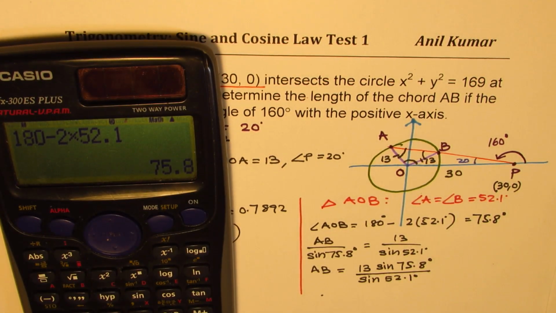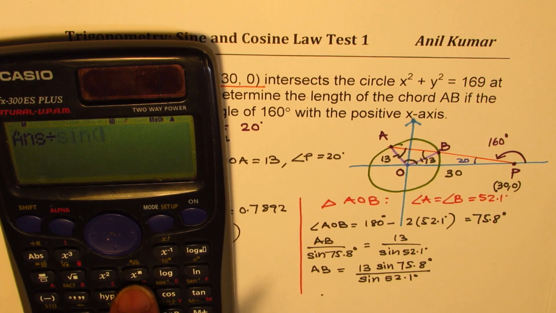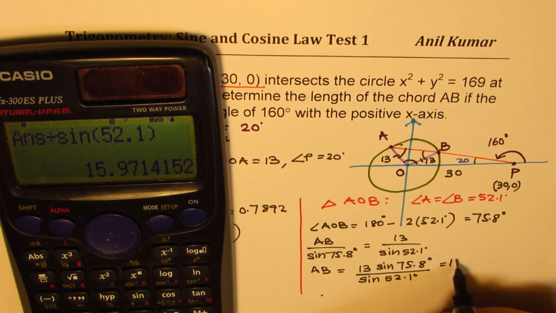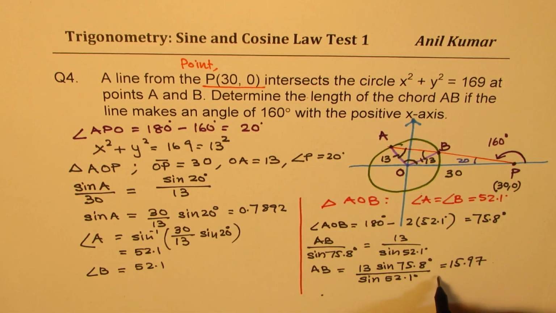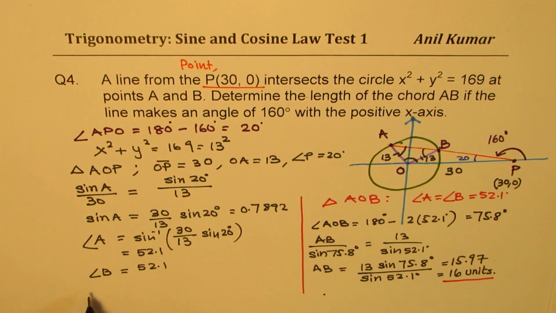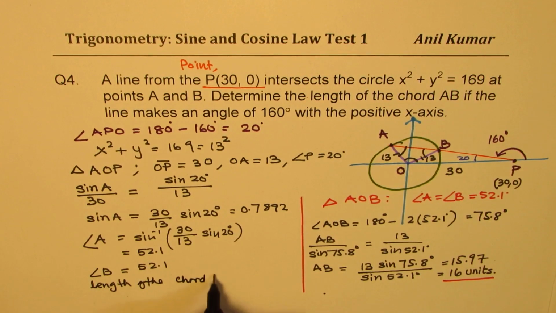So let's find this. We already have 75.8. Let's find sine of this. So sine of our answer, we'll multiply this by 13 and then divide by sine of 52.1. So that gives us 15.97 or 16. So we get this as equal to 16 units. So the length of the chord is 16 units. So now we can write down that the length of the chord AB equals 16 units.